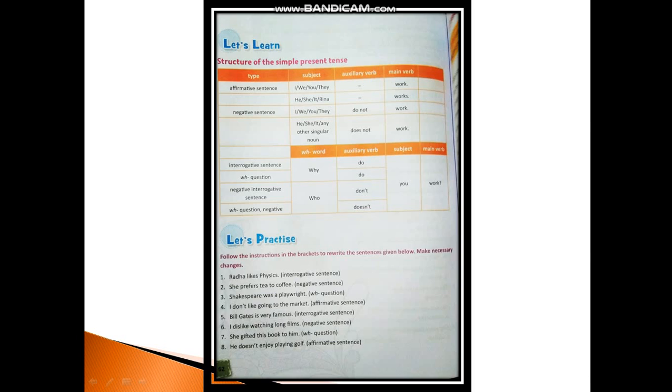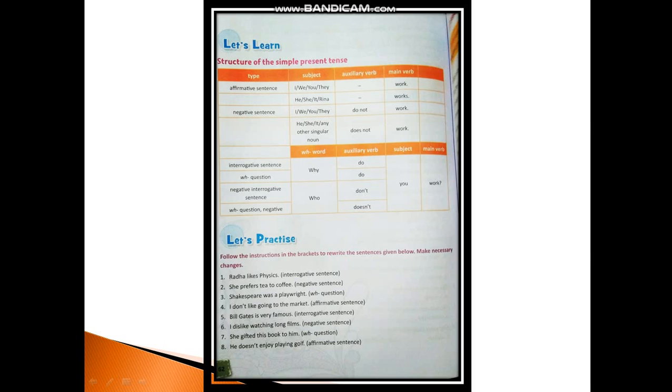Question mark. Okay. Next is she prefers tea to coffee. Now you have to change the sentence into a negative sentence. So she does not prefer tea to coffee. Shakespeare was a playwright. WH question. Why was Shakespeare a playwright? You can say who was Shakespeare. Okay. So to the question who was Shakespeare, the answer would be Shakespeare was a playwright.